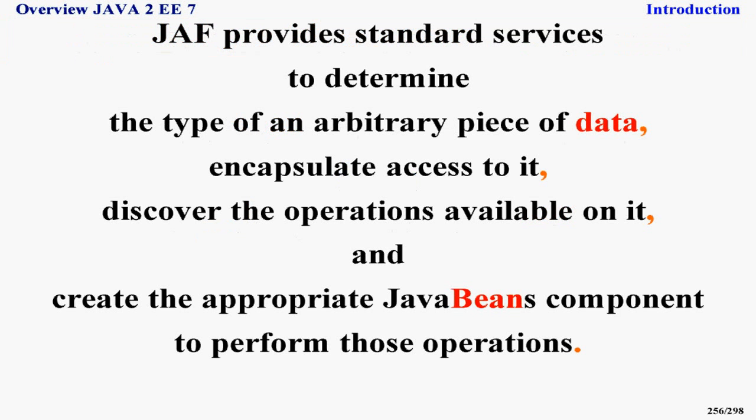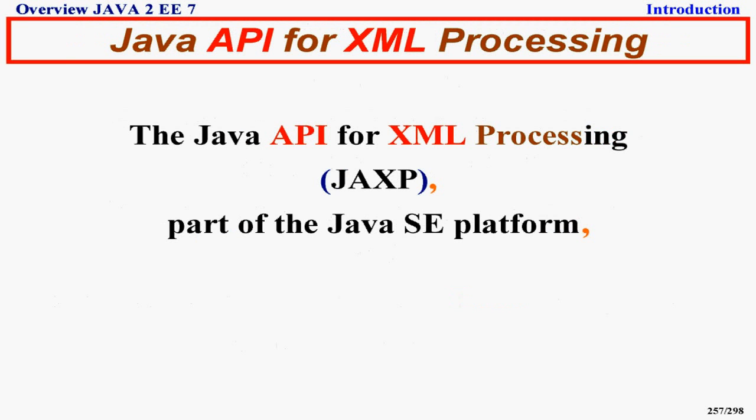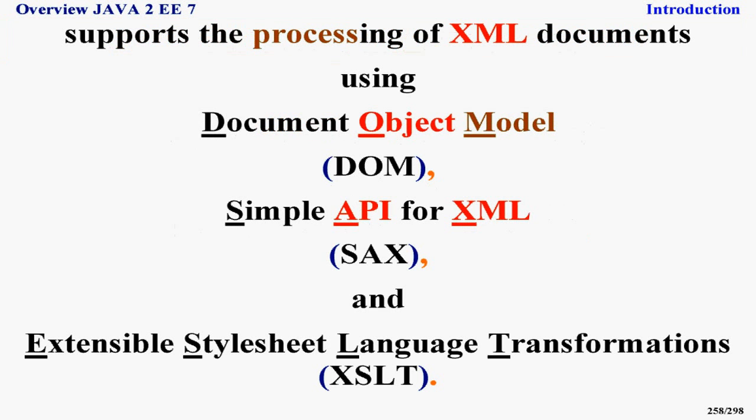JAF provides standard services to determine the type of an arbitrary piece of data, encapsulate access to it, discover the operations available on it, and create the appropriate JavaBeans component to perform those operations. Java API for XML Processing. The Java API for XML Processing (JAXP), part of the Java SE platform, supports the processing of XML documents using Document Object Model (DOM), Simple API for XML (SAX), and Extensible Stylesheet Language Transformations (XSLT).